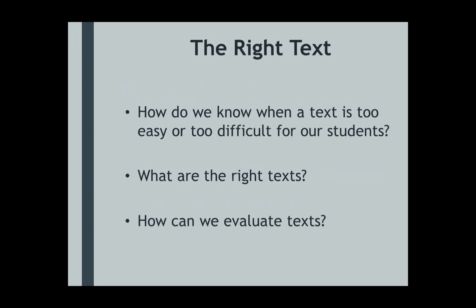So how do we know? We've got these standards. We've got these shifts. We've got the complexity shift. We have a shift in evidence that's going to have to be shown, and we have the shift in the knowledge that's going to have to be imparted. How do we know what the right text is? How do we know when it's too easy? How do we know when it's too difficult for our students? What are the right texts in terms of the content that we need to work with? And how do we evaluate those texts?